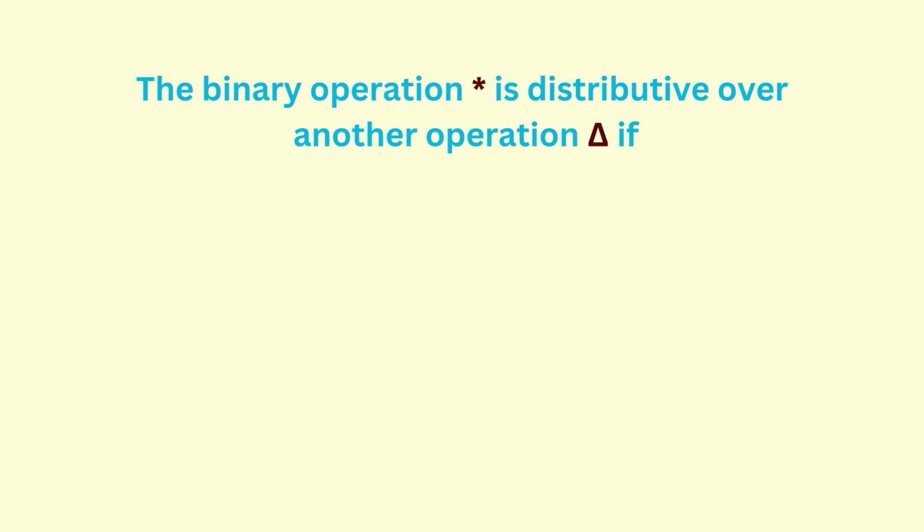Formally, we say that a binary operation star is distributive over another operation delta if applying star outside the parentheses gives the same result as applying it separately to each term inside, then combining the results with delta.